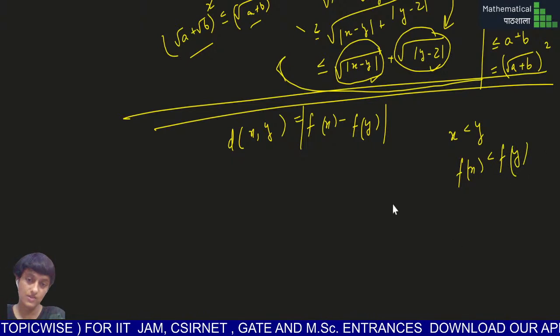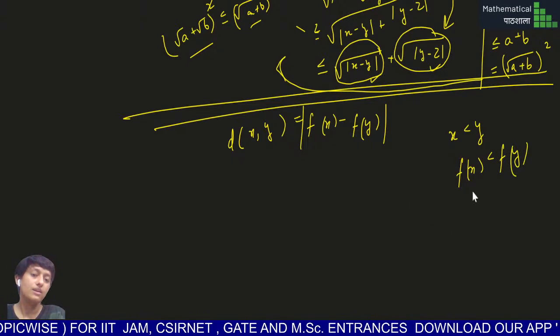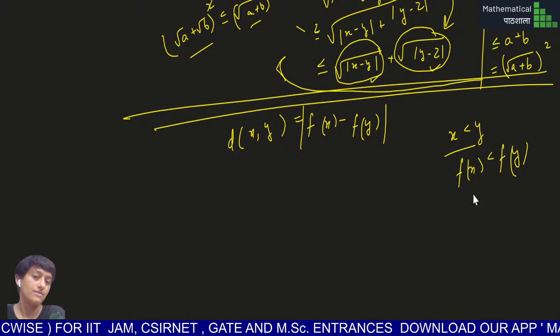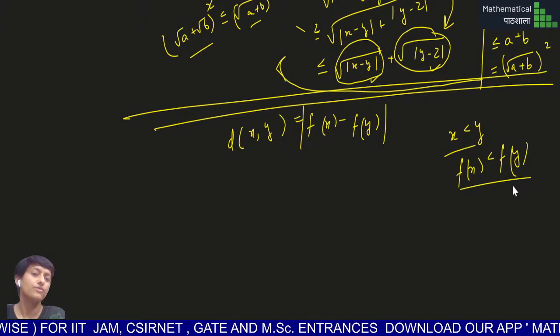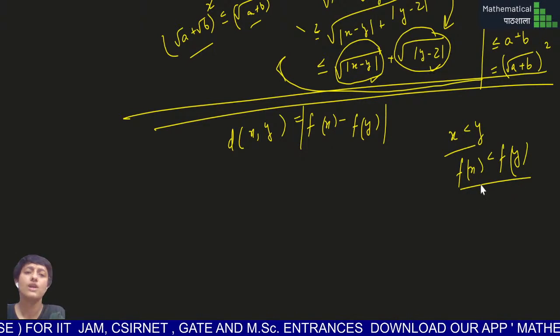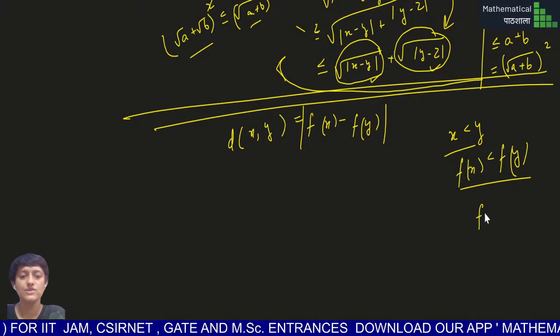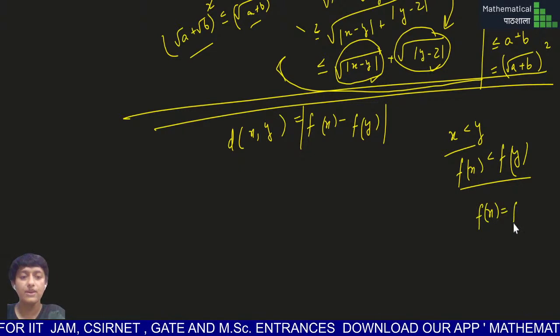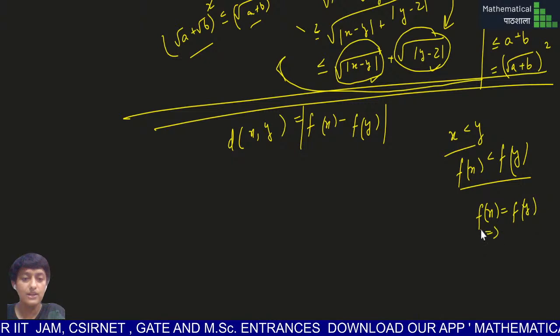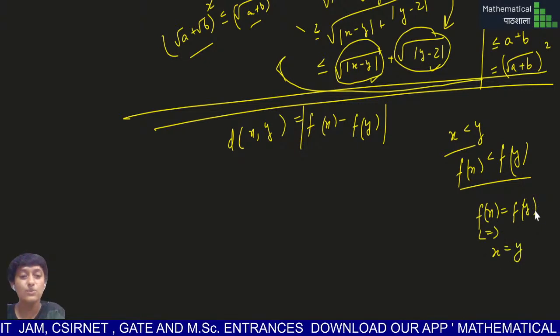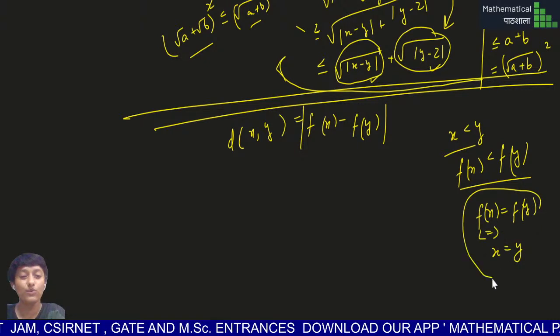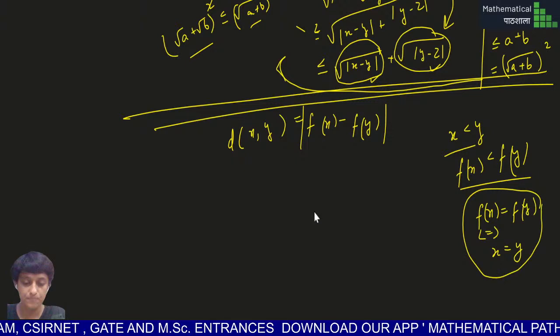Next thing here is strictly increasing. What does it mean? If x is less than y, then f(x) is less than f(y). And here we will not use the equality. Equality exists if and only if f(x) is equal to f(y), if and only if x is exactly equal to y, then only equality will exist. Okay.